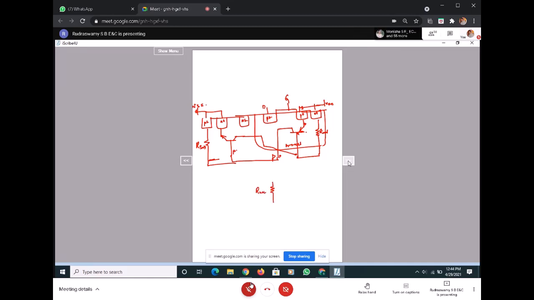This is my R well. R well is connected to the base here. Similarly, R sub is connected to the base of this. Okay, is that clear now? I'm just ensuring how exactly this goes. There is no big deal in this. I'm just interested in the VDD to VSS.